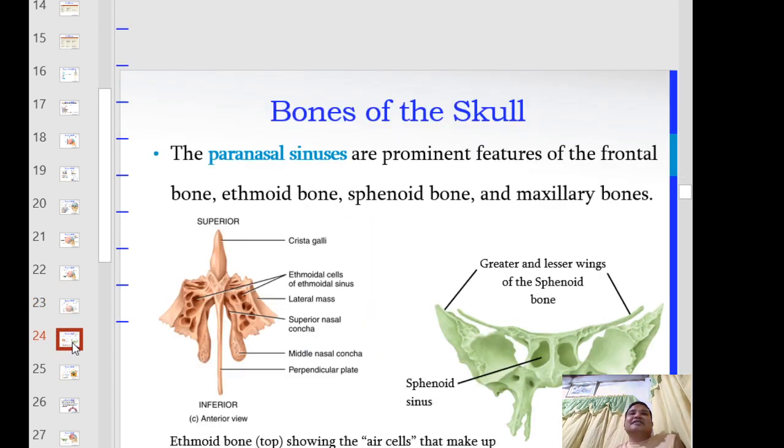Okay, so this is the bone of the skull. These are the paranasal sinuses. They are found in this area. If you have sinusitis, an inflammation of the sinuses, you feel pain here. So that is their appearance.